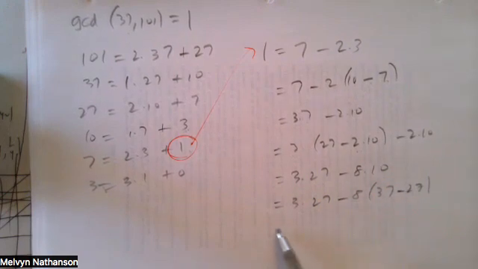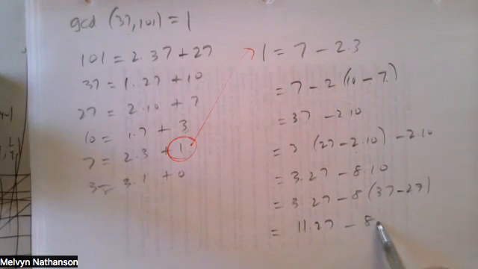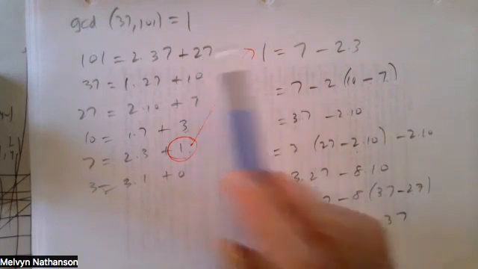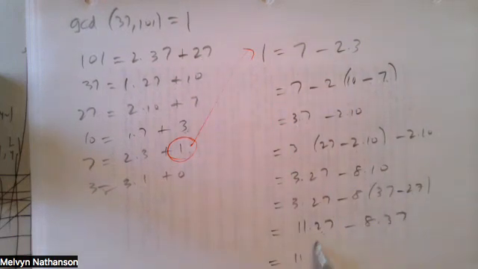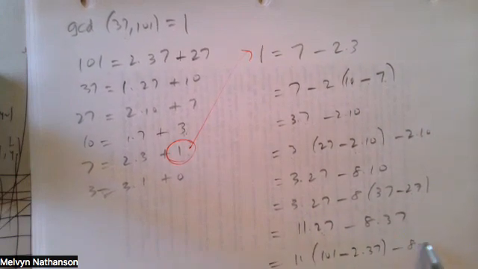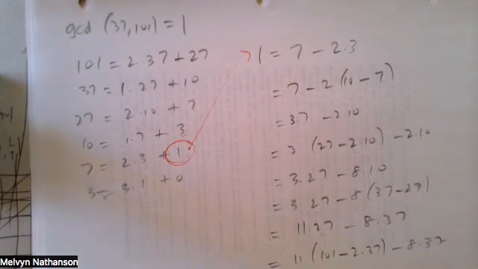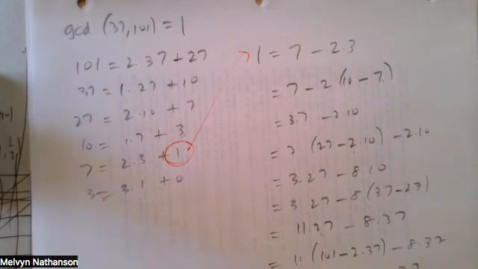So this is 3 times 27 plus 8 times 27. 3 and 8 is 11 times 27, minus 8 times 37. And finally, this says 27 is 101 minus 2 times 37, minus 8 times 37. So this is 11 times 101. 11 times 2 is 22, minus 22 minus 8, minus 30 times 37.